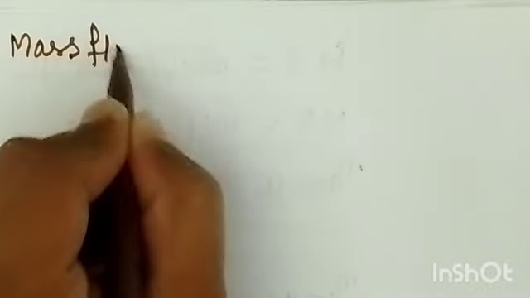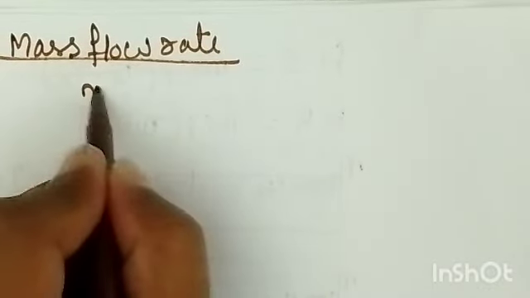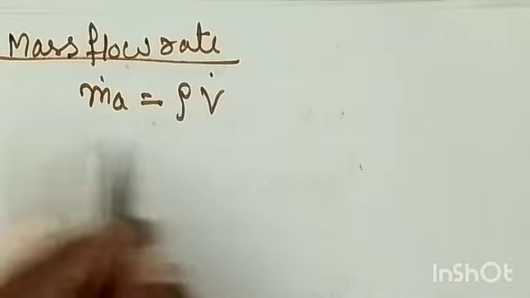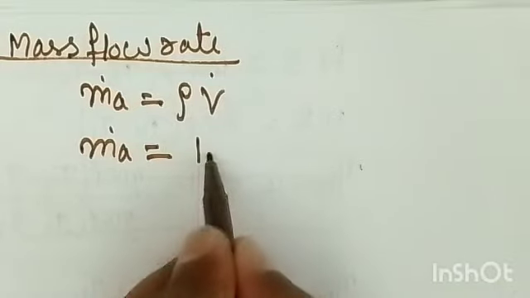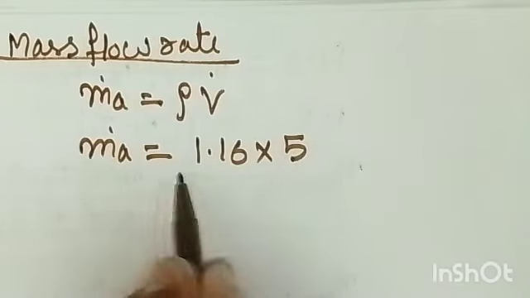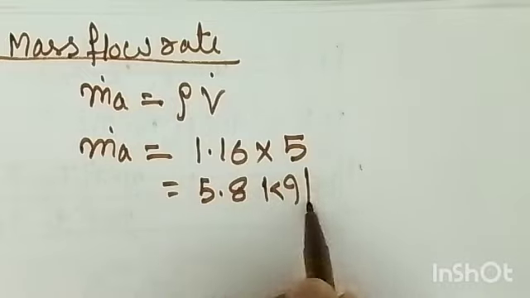So here you can see that first you have to find out the mass flow rate. Okay, mass flow rate is what? m dot a is equal to density into volume flow rate. So m dot a is equal to density, which is 1.16, just now we have calculated, and the volume flow rate is given in the question as 5 meter cube per second. So this will become 5.8 kilogram per second.